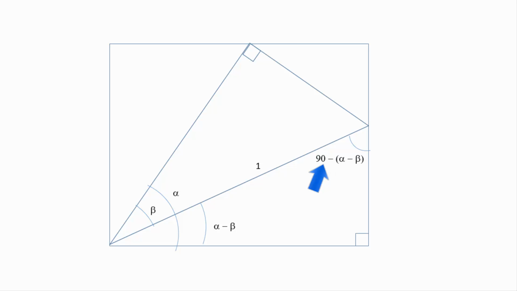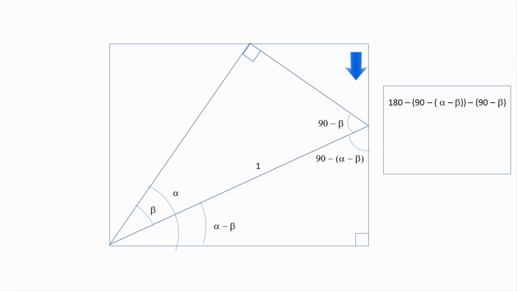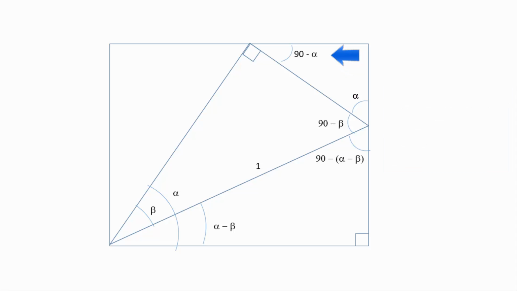And because this angle in our second right triangle is beta, its complementary angle must be 90 minus beta. Therefore, the remaining angle must be 180 minus (90 minus (alpha minus beta)) minus (90 minus beta). And if you distribute the minus signs through that expression, you'll find that that angle must in fact be alpha. And then, of course, its complementary angle would be 90 minus alpha, which means that this angle must also be alpha.